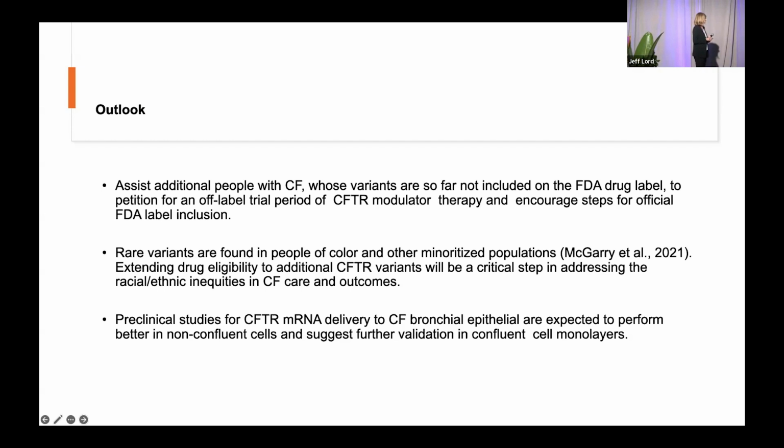And the preclinical studies for the CFTR mRNA delivery to CF bronchial epithelial cells are expected to perform better in non-confluent cells and suggest further validation in confluent cell monolayers.